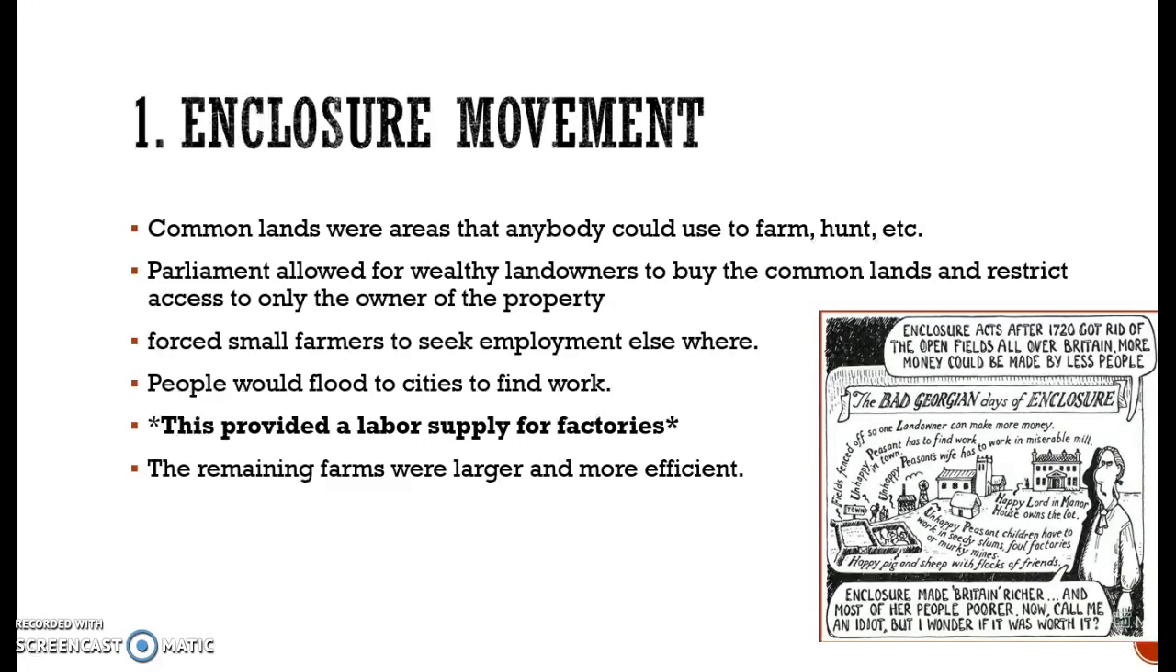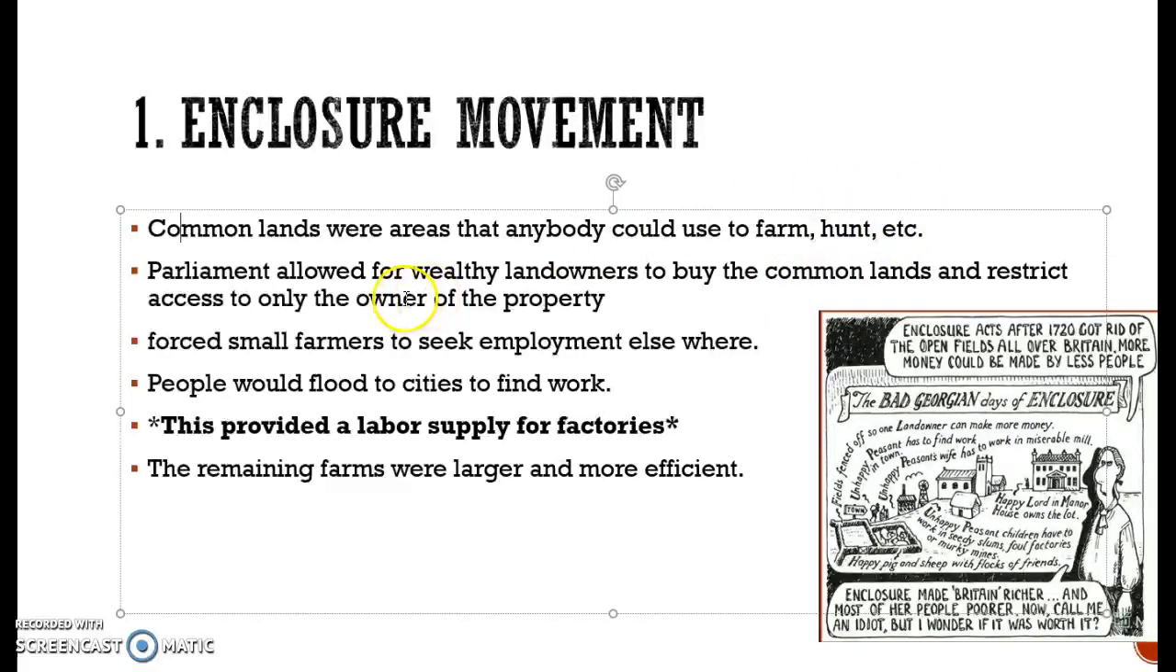All right. And so the first thing I want to talk about is the enclosure movements. The enclosure acts passed by Parliament are going to be important. So to back this up, in Britain at the time, there were common lands. These were lands that anybody could use to farm, hunt, lands that were communal lands owned by the government. Anybody could use them. If you think of it almost like a park, people could just go. They could farm, they could hunt, they could do whatever on these lands. It wasn't necessarily privately owned. It was just owned by the government, and anybody could use them.